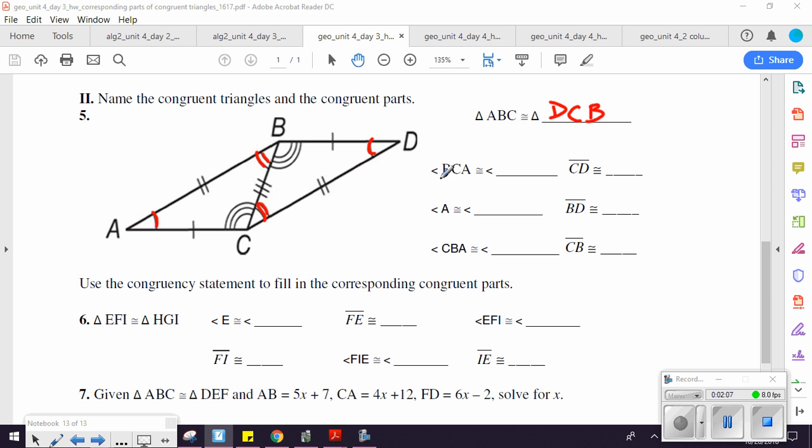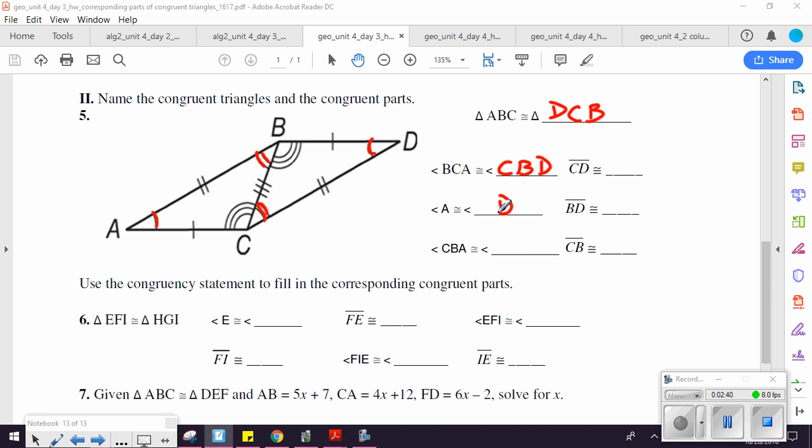Then it says angle BCA is congruent to, so when I look at the first triangle, BCA is taking the second letter, the third letter, then the first letter. So if I look at the second triangle, I would take the second letter, the third letter, and the first letter in that order. Angle A is congruent with angle D.